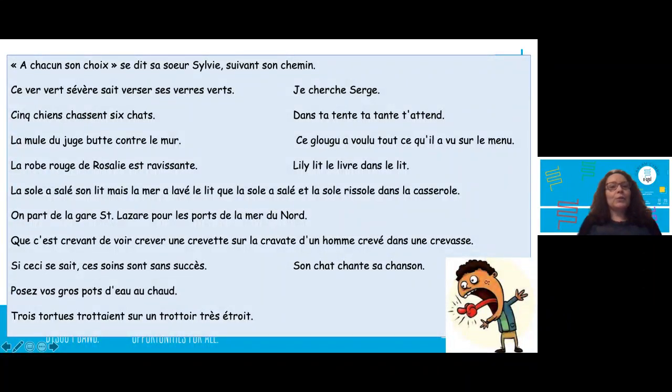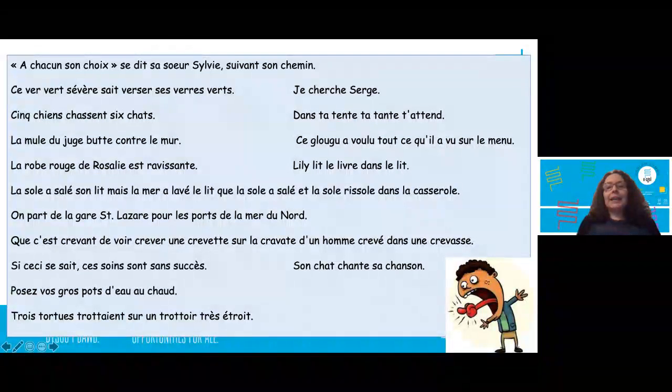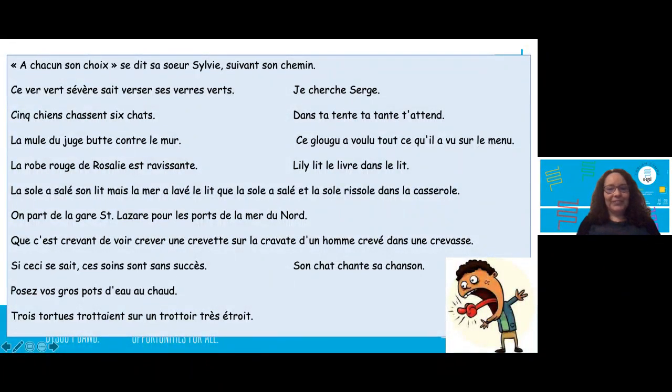À chacun son choix, se dit sa sœur Sylvie, suivant son chemin. Ce vert vert, c'est vert, c'est versé, c'est vert vert. 5 chiens chassent 6 chats, dont tâton, tâton, tâton. La mule de juge bute contre le mur. Ce glougou a voulu tout ce qu'il a vu sur le menu. La robe rouge de Rosalie est ravissante. Lily lit le livre dans le lit. La saule a salé son lit, mais la mère a lavé le lit que la saule a salé et la saule rissole dans la casserole.